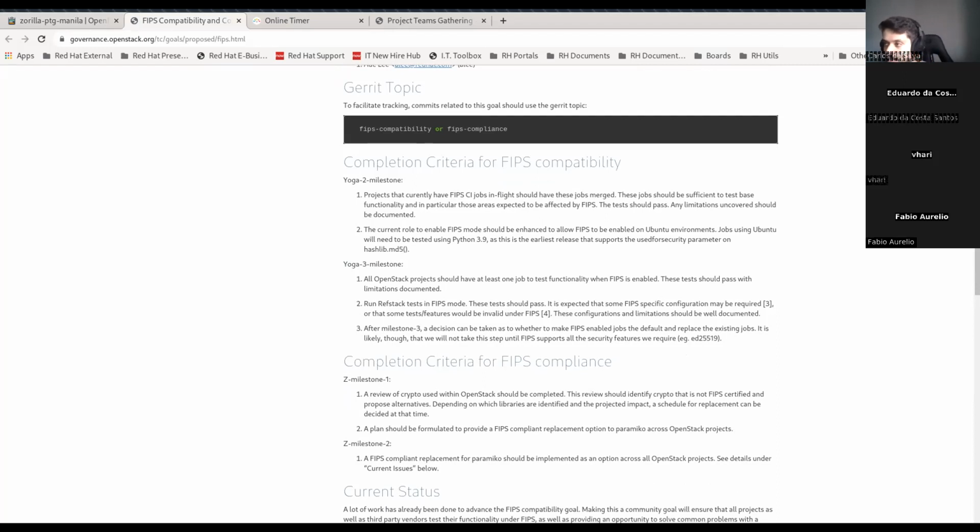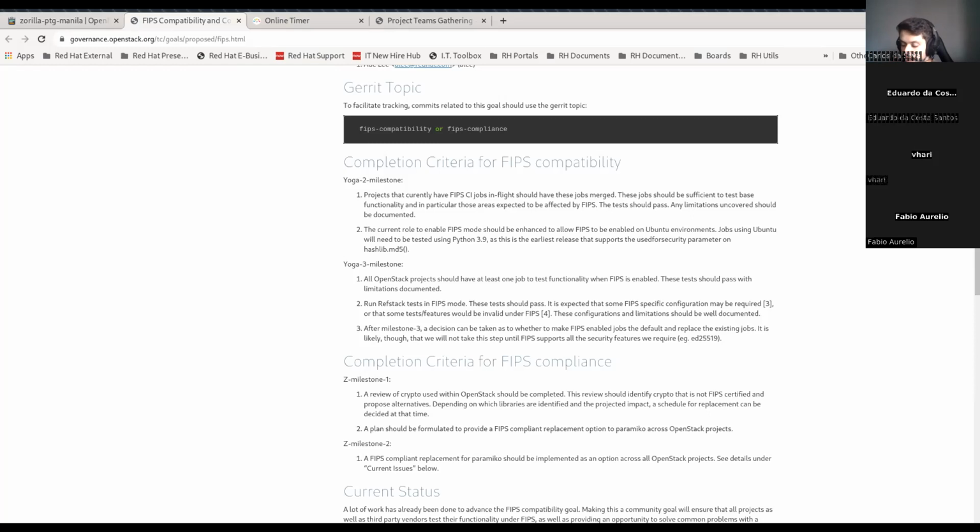For the Yoga 2 milestone, the goal was that projects that currently have FIPS CI jobs in flight should have those jobs merged. These jobs should be sufficient to test the base functionality, and in particular those areas expected to be affected by FIPS. The tests should pass, and limitations uncovered should be documented. And the current role to enable FIPS mode should be enhanced to allow FIPS to be enabled on Ubuntu environments. That's still a limitation for us.